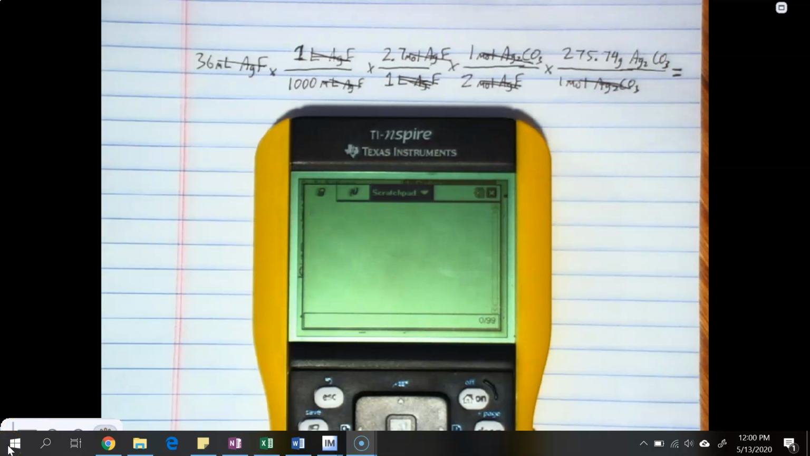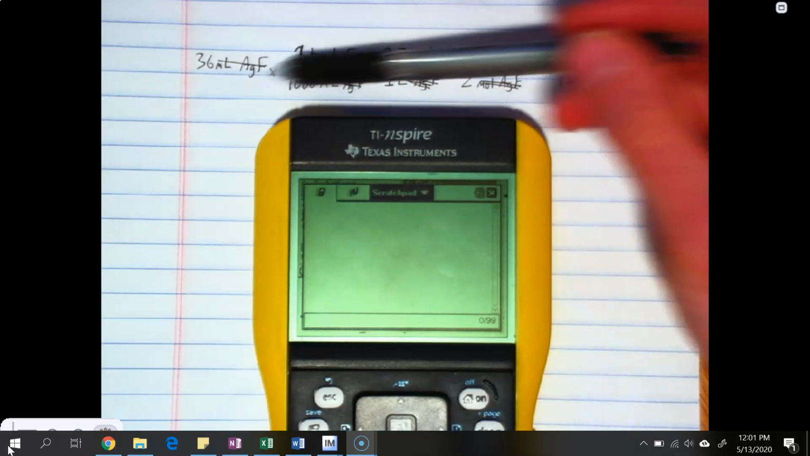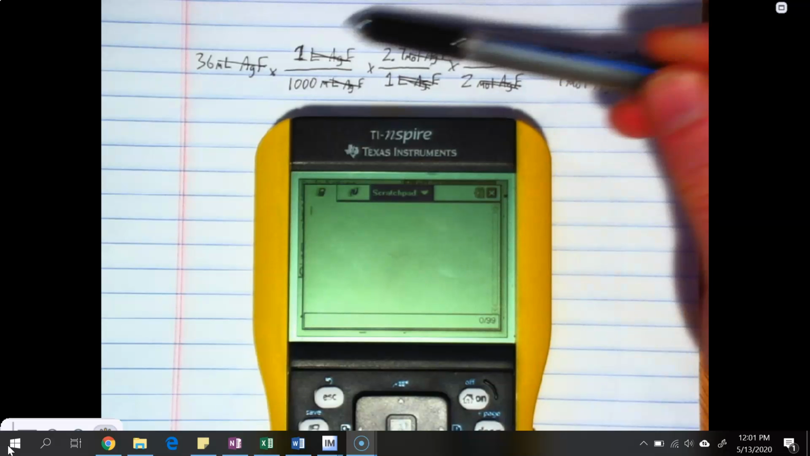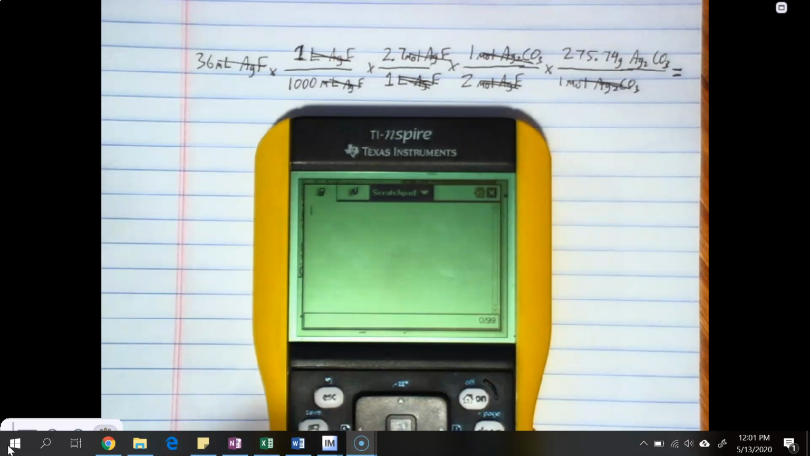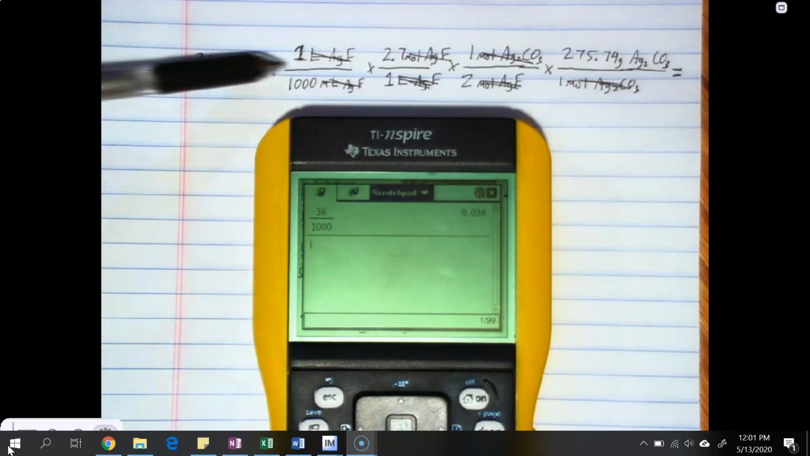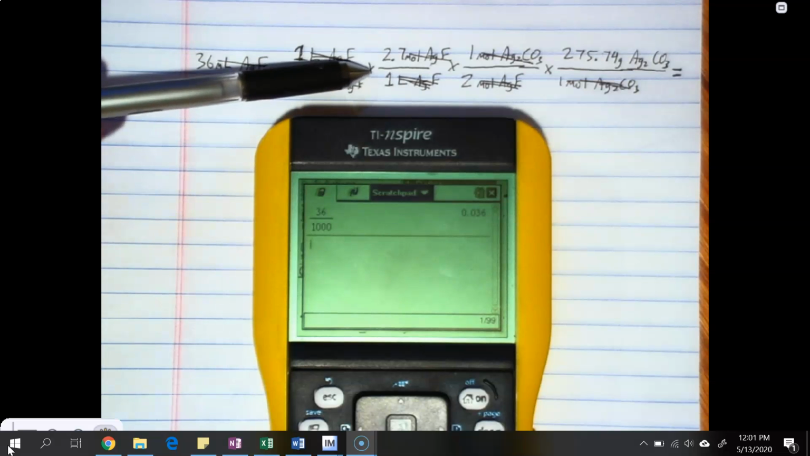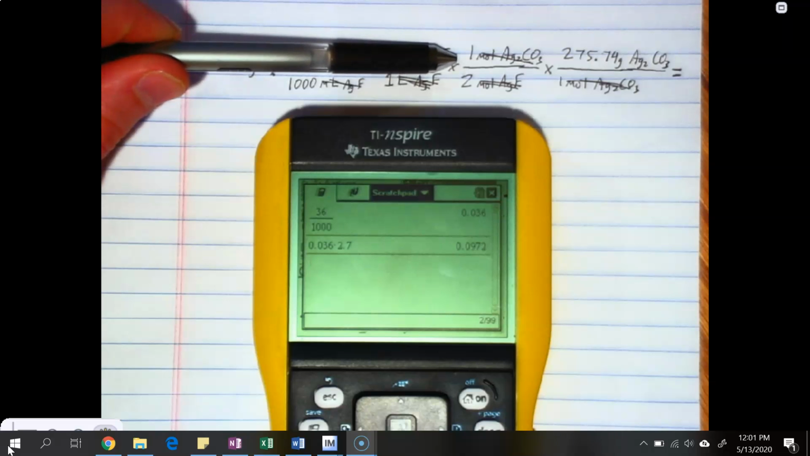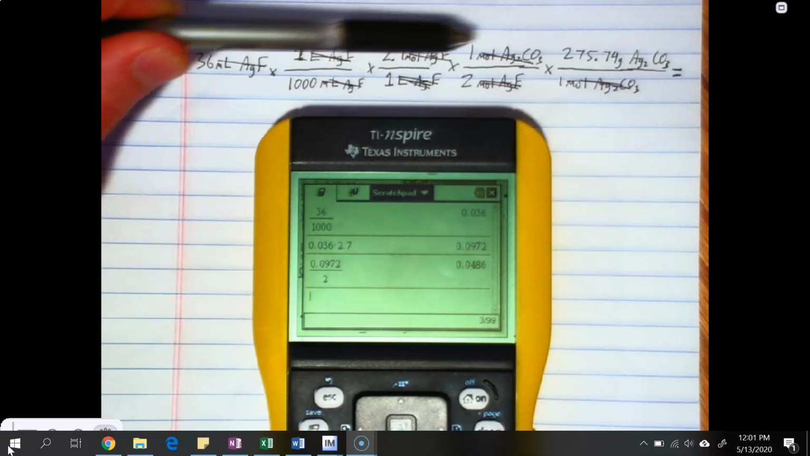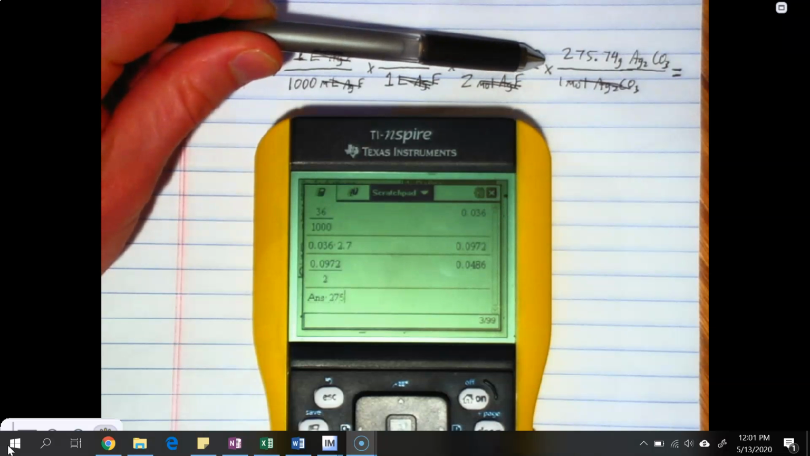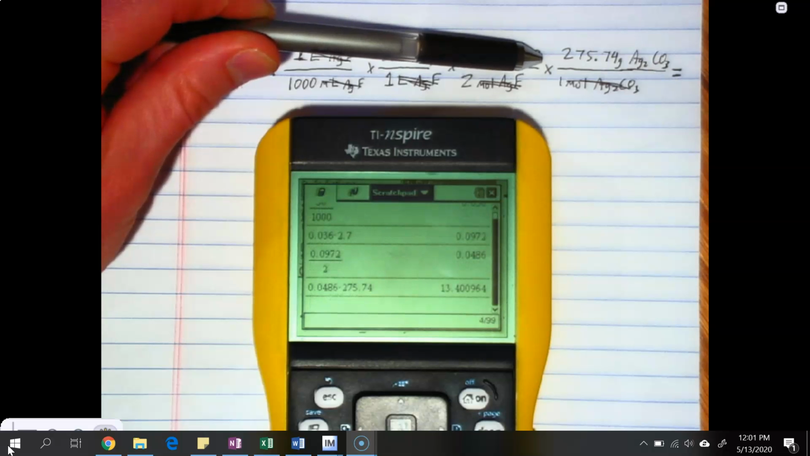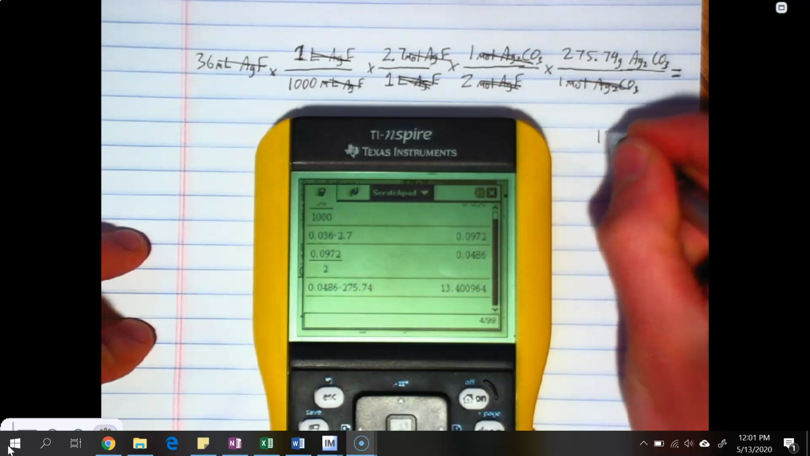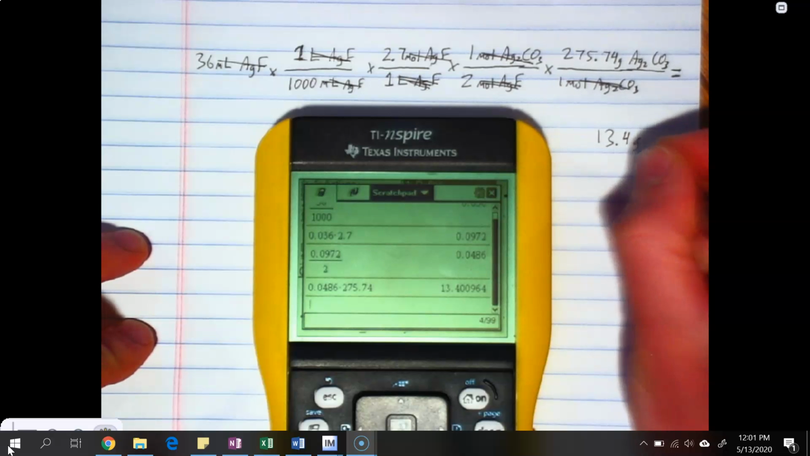Okay, so again, a friendly reminder here. Anything that is on the bottom of fractions, we should be dividing by that. Anything that is on the top of fractions, we should be multiplying. So we start with 36 milliliters of AgF. We're going to divide by 1,000. That's this step here. Next step, we're going to multiply by 2.7. Our next step here, we're going to divide by 2. And our next step, we're going to multiply by 275.74. And when I do that, I've done all the math. So we end up with 13.4 grams of Ag2CO3.